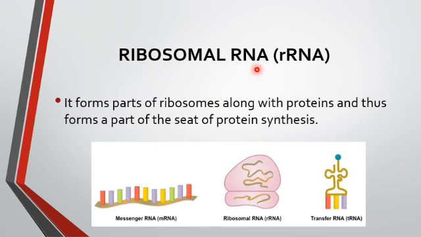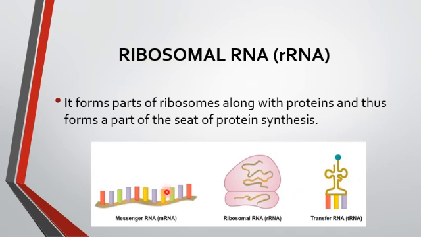Ribosomal RNA forms a part of the ribosomes along with the proteins and thus forms a part of the seat of protein synthesis. As we know, the ribosome is the organelle where the protein synthesis takes place with the help of RNA, that is called ribosomal RNA. So this is your messenger RNA, which is carrying the codons, and this is your ribosome with the two subunits. It will get attached over there with the transfer RNA.